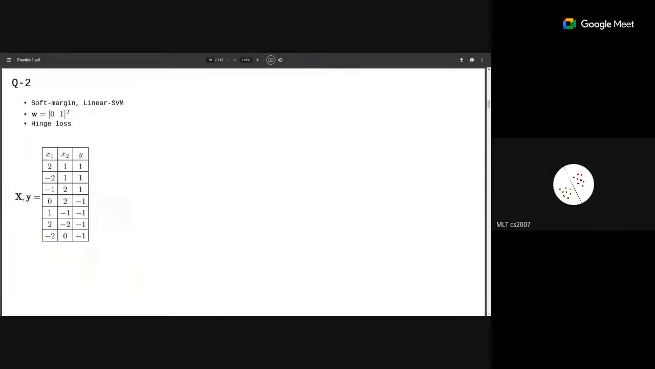Okay, so soft margin linear SVM, right? So this is what we have. Now, can someone tell me what is the hinge loss that we use in SVM? For each data point, that was the maximum of either 0 or 1 minus W transpose Xi Yi. Then we add up all of it and get the total loss. Yeah, right. So that is the hinge loss.